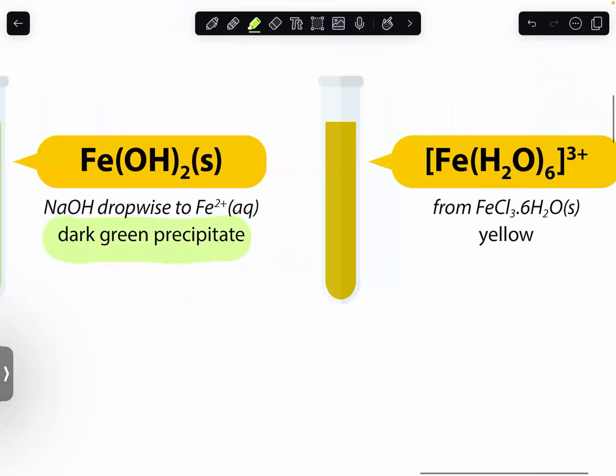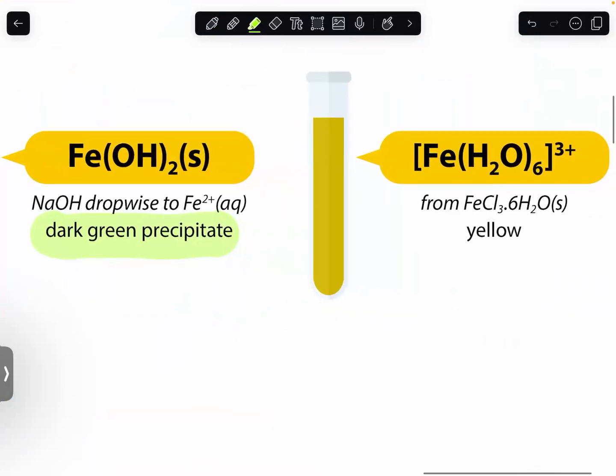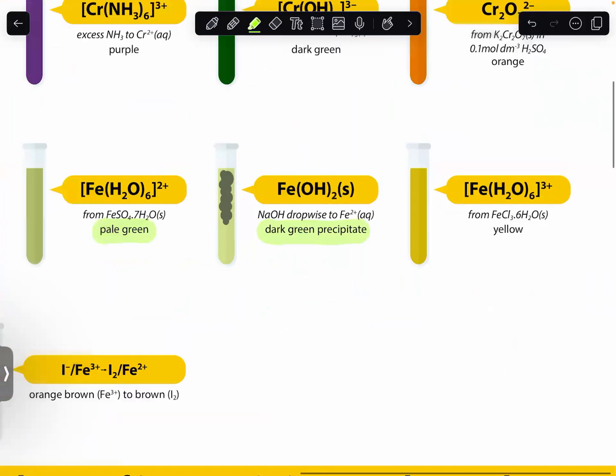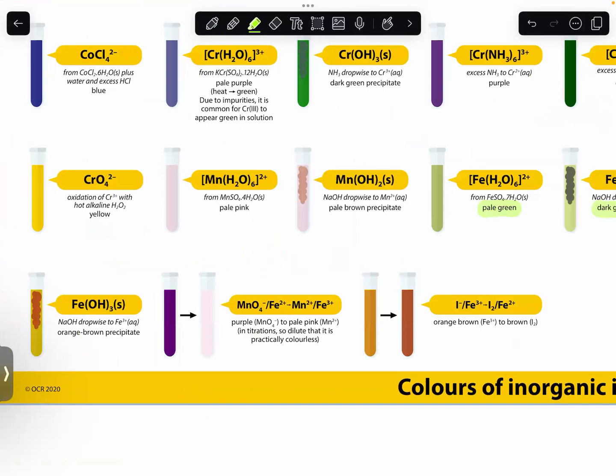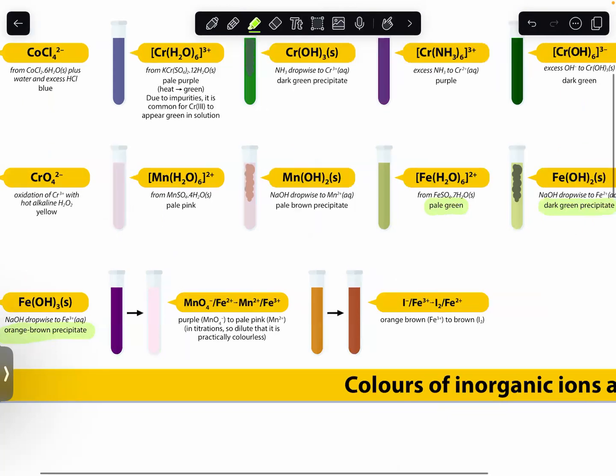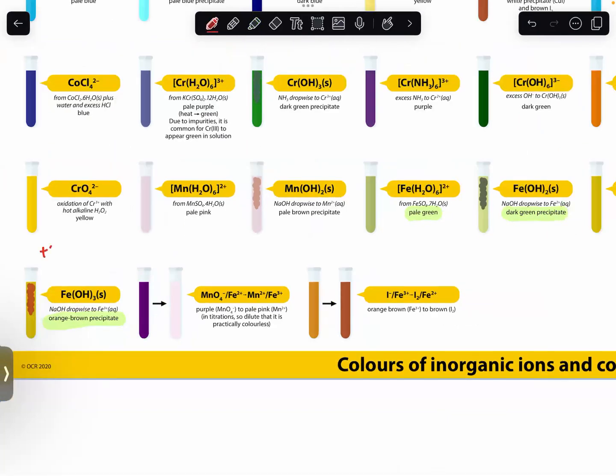And you see, upon standing, it turns into a brown precipitate, as shown here. And why does it form a brown precipitate? Because the oxidation number of iron goes from +2 to +3. And it gives you the iron 3 hydroxide, which is a brown precipitate. So we're going to be referring to this in the question.